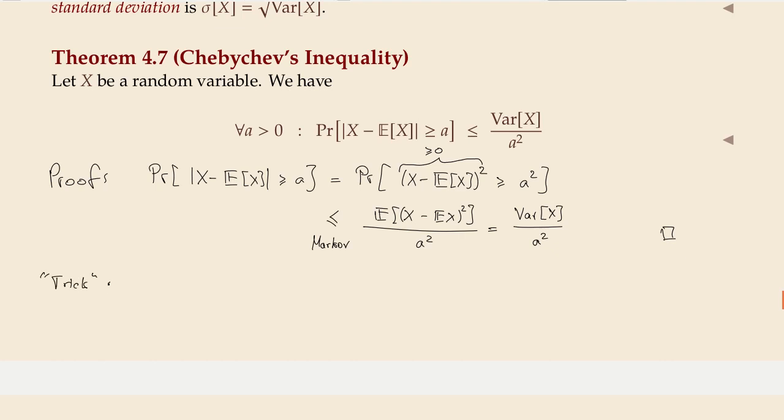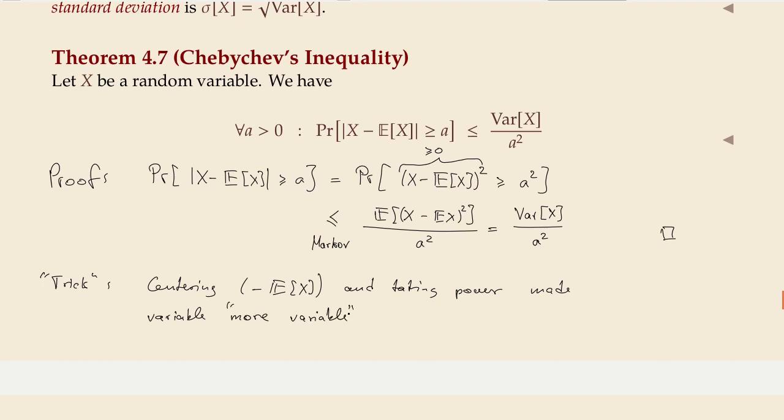So let me write that down. The trick that we used here was centering, subtracting the expectation. This operation is called centering. And taking powers, squares in this case, made the random variable under consideration more variable. So if you have something that's far away from 0 and you square it, then this is amplified. And therefore you could afford to have a larger a, which gives you a larger denominator in the bound that Markov gives you.